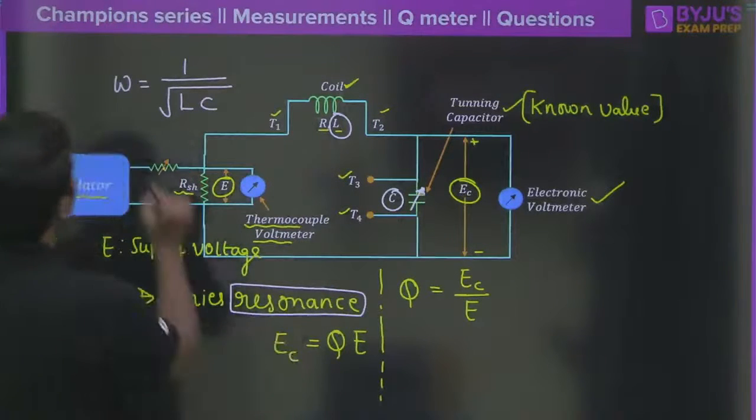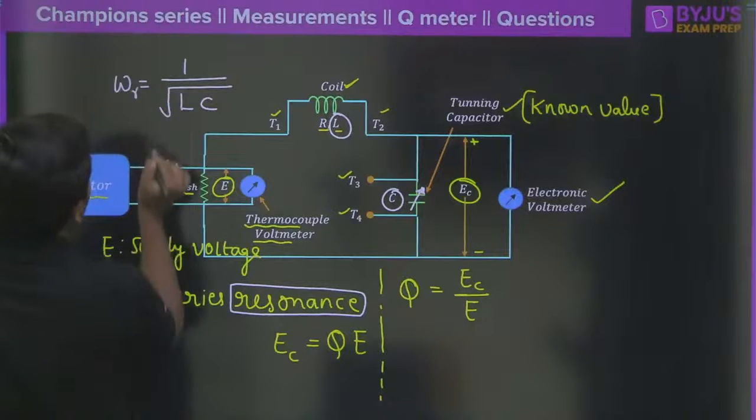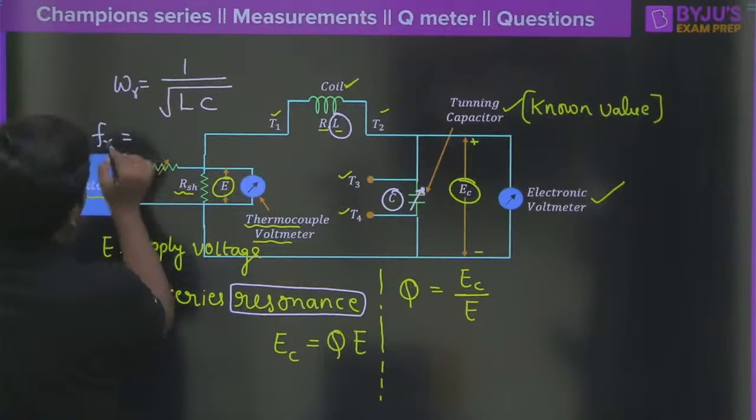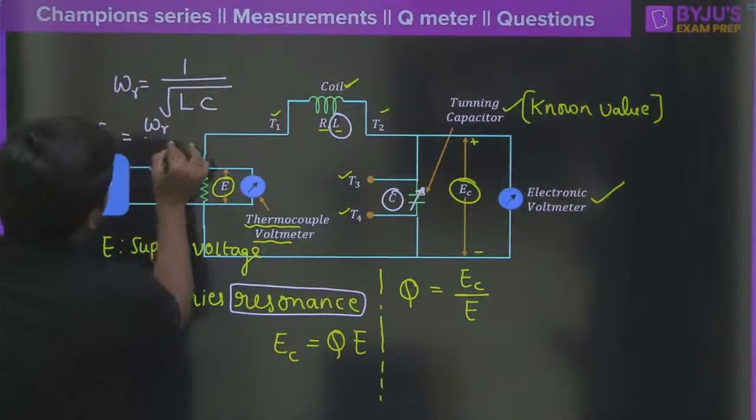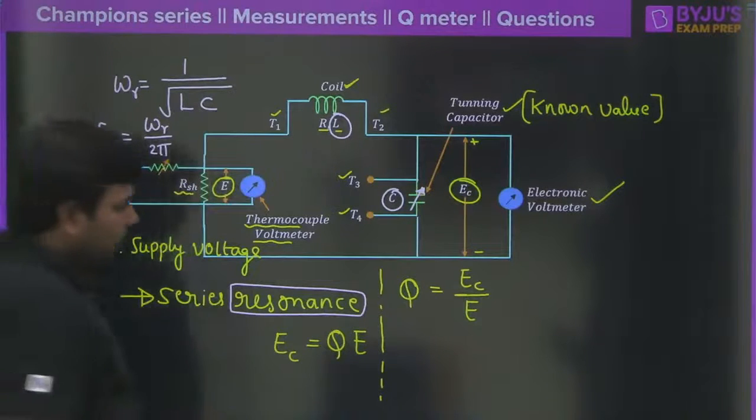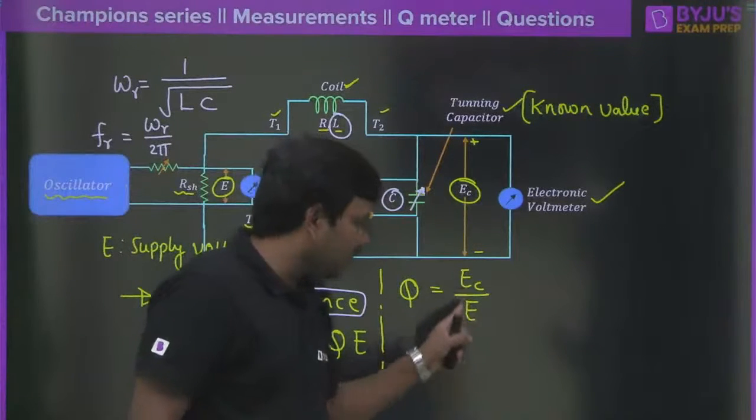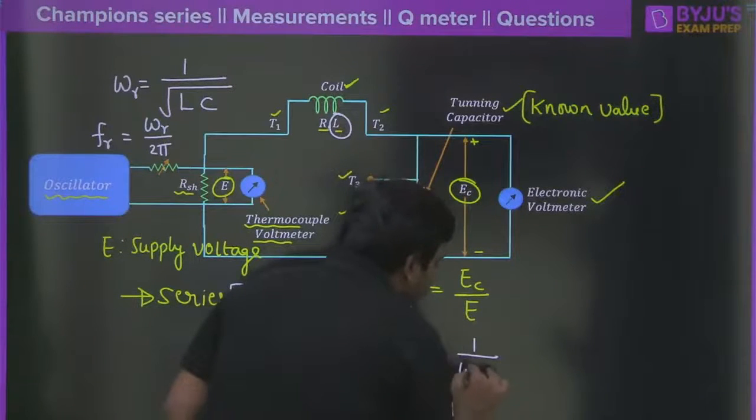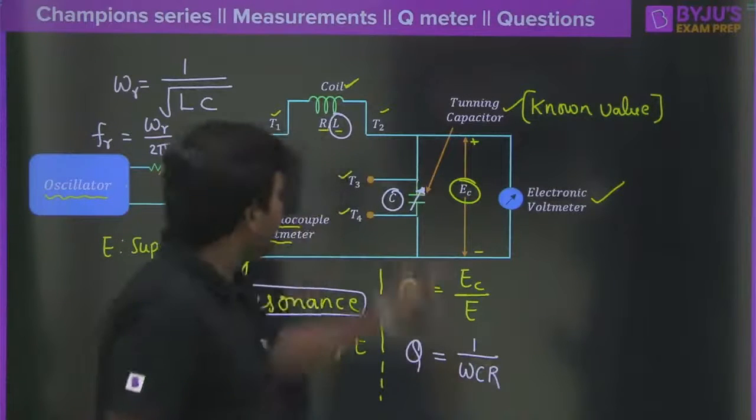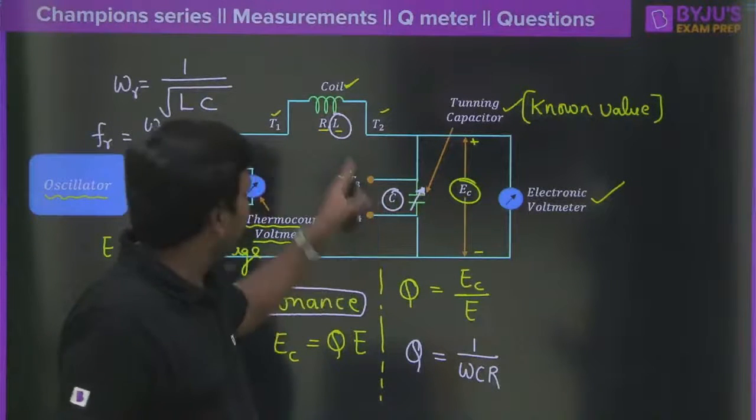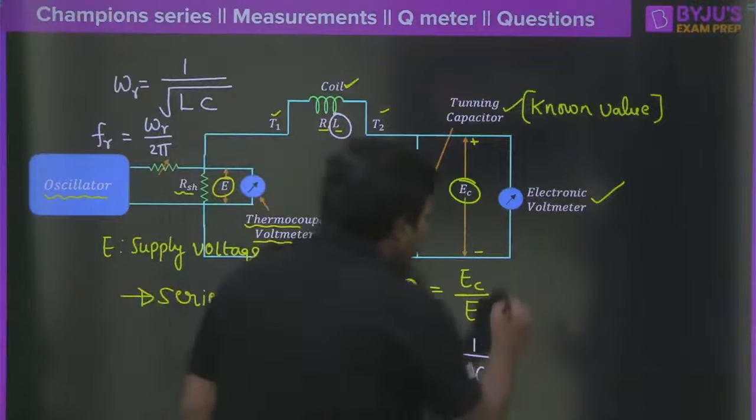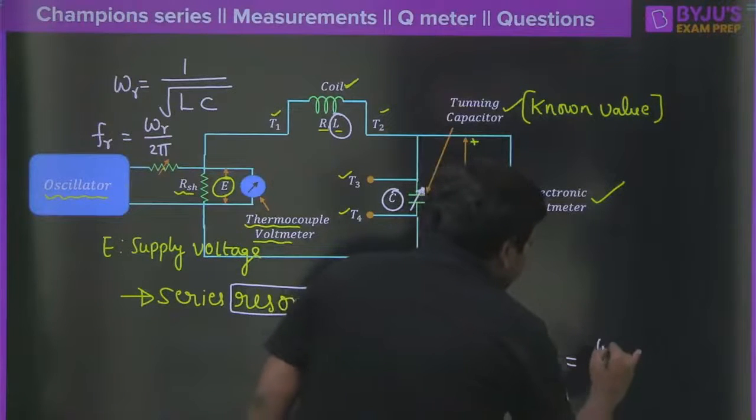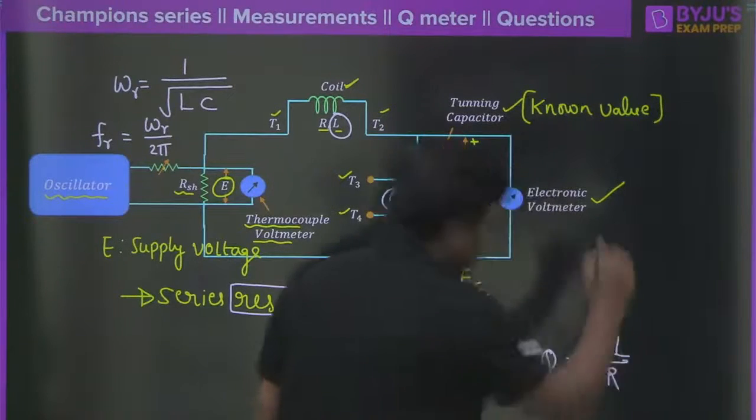Clear? People call this the resonance frequency omega R, and if you want frequency, omega is equal to 2 pi f, so f is equal to omega R by 2 pi. Both ways we can write it. So the quality factor is equal to EC by E, and in other words the quality factor is equal to 1 divided by omega R C, where R is the resistance, C is the capacitance and L is the inductance. Ideally the quality factor should be equal to omega L divided by R. Clear? This is what we are expecting.